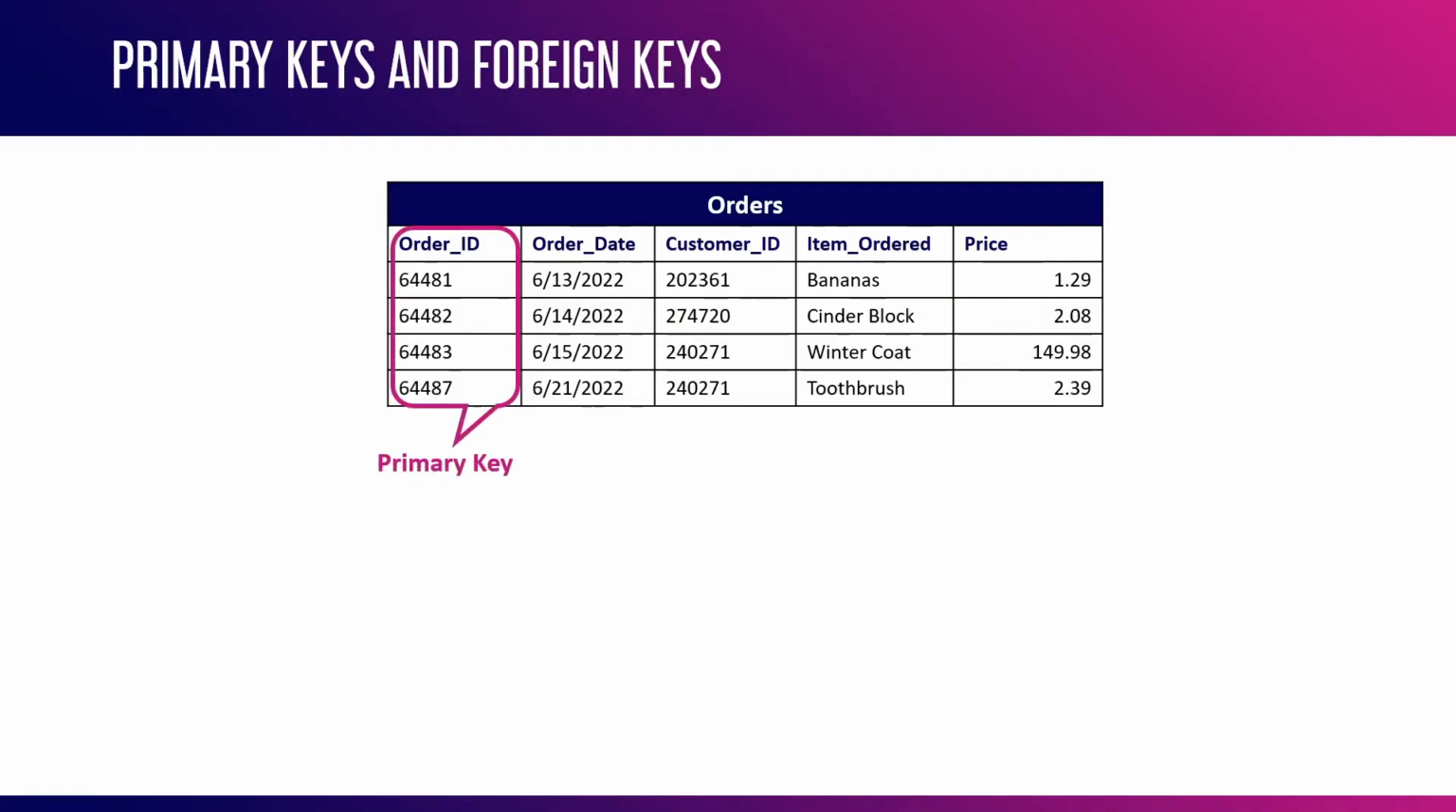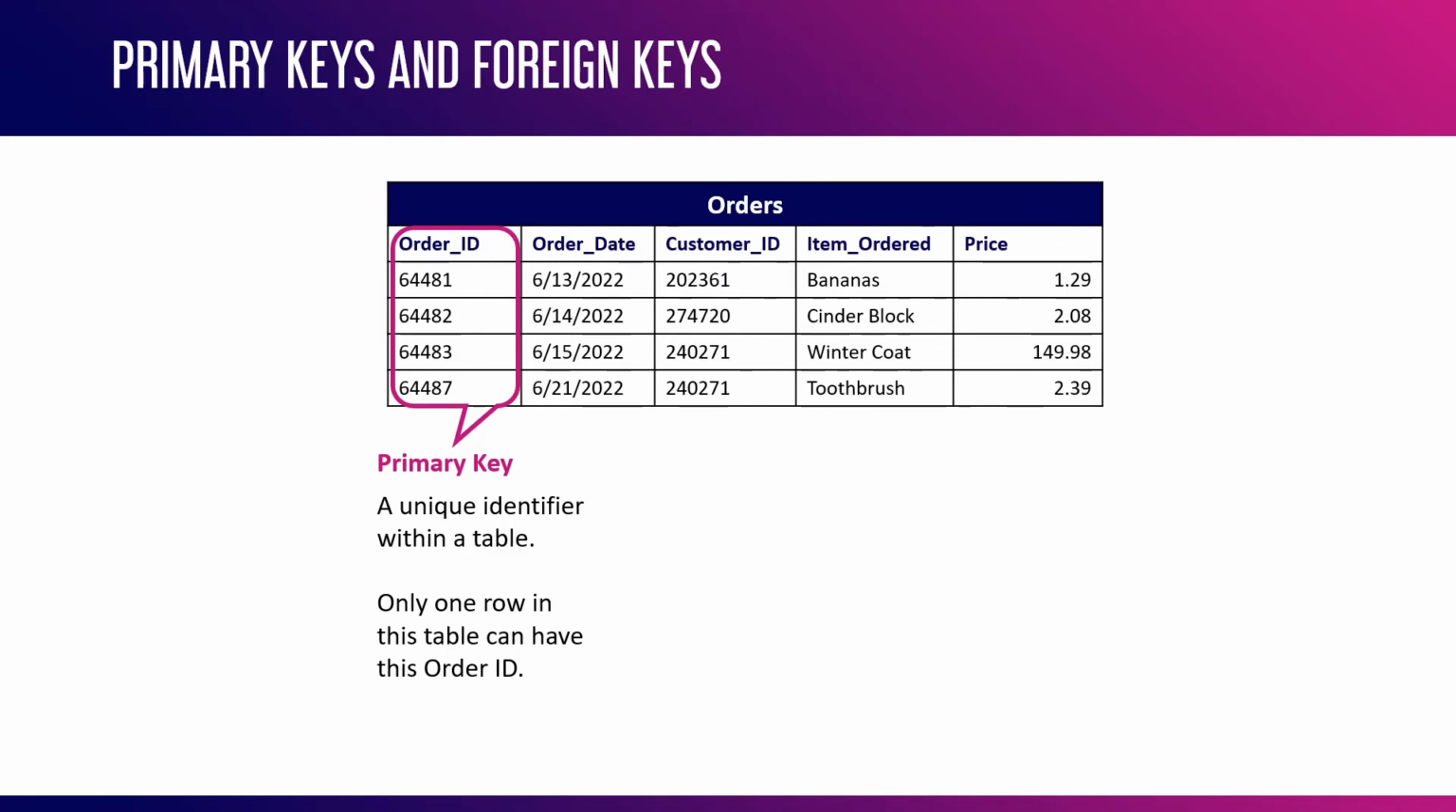Now, you'll also hear the word foreign key and primary key. This isn't as confusing as it sounds. A primary key is the primary identifier within a table. Within the orders table, there is an order ID. There can only be one order for that order ID. It is unique. It is the primary key.